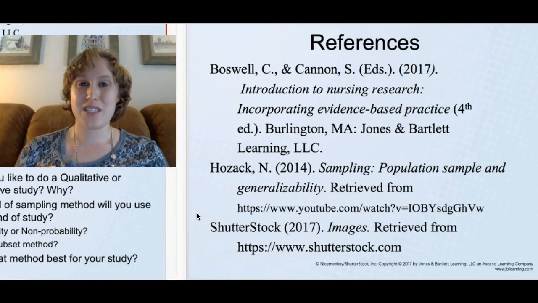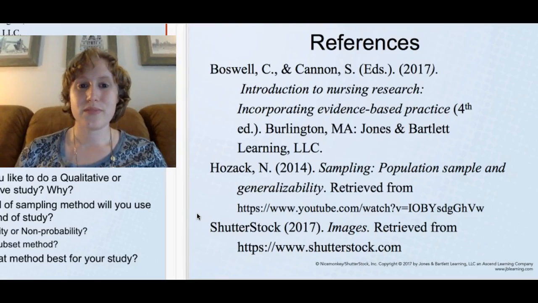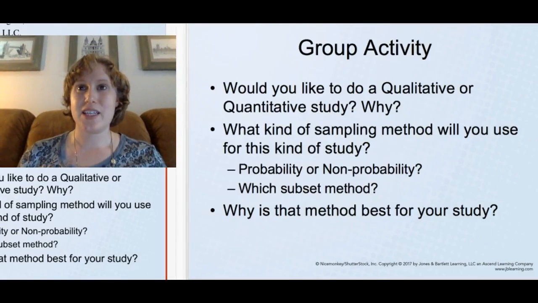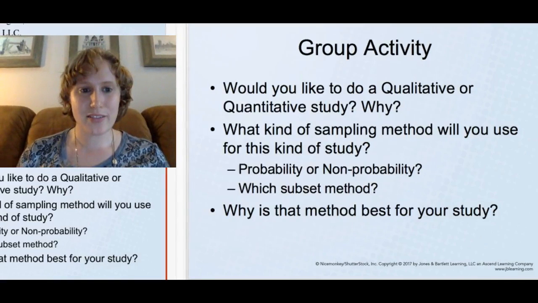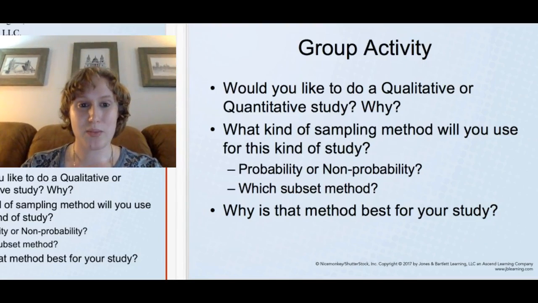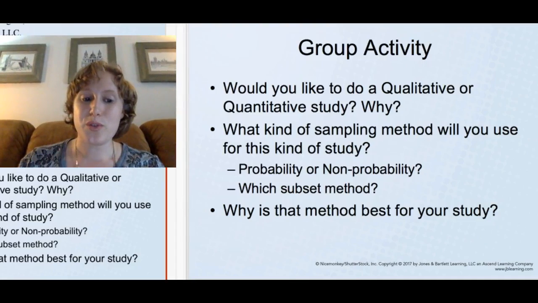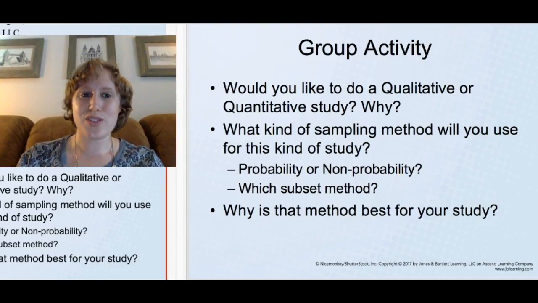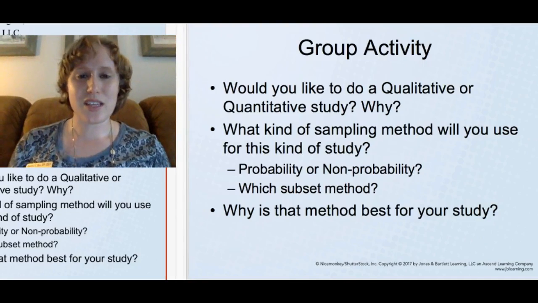So now we have come to the end of our lecture, and we're going to begin our group activity. Our group activity is going to review from the handout that I gave you. I will assign each group a question, and you will decide, are you doing qualitative or quantitative research, and which sampling method will you use and why. Then I'll give you time to go over all of this, and we'll review your answers together in order to gain some insight from each other's input.